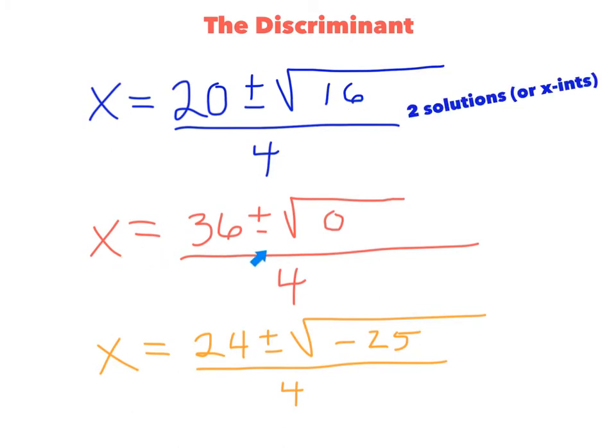Down here in the red example, if the discriminant after simplifying it is 0, that means there's nothing to do here. The square root of 0 is 0, so adding or subtracting 0 from this, that's not going to change anything. You're only going to have 1 answer when you're done doing the division. So this has 1 solution, or 1 x-intercept.